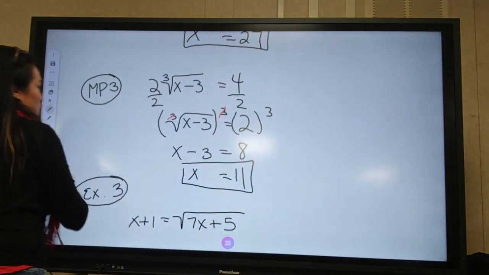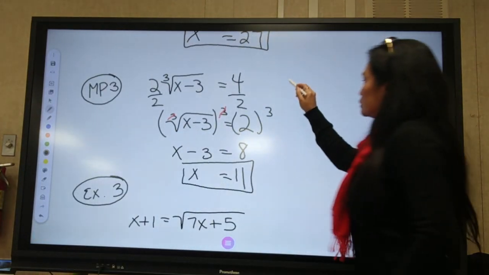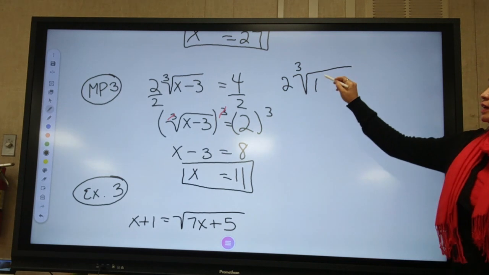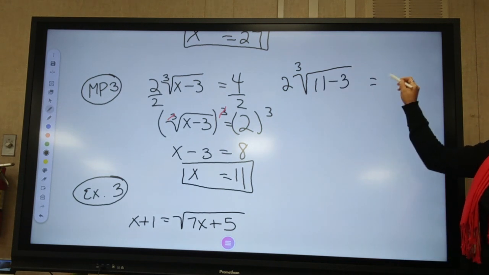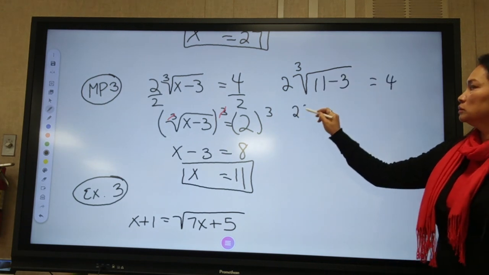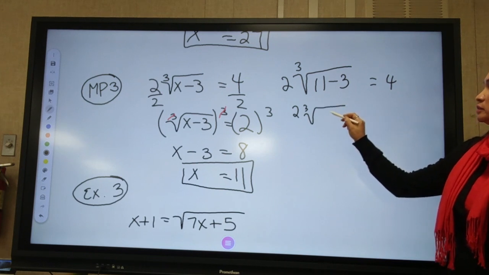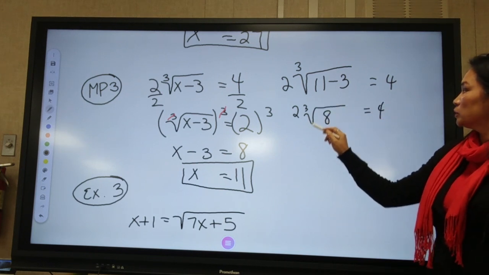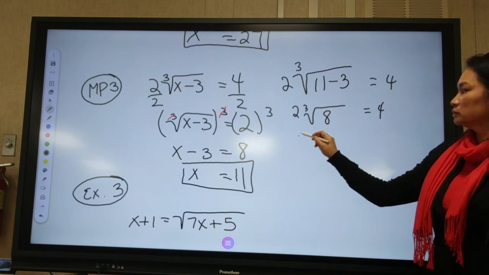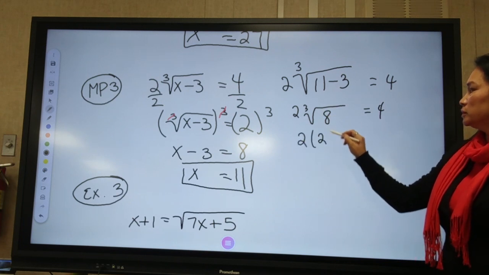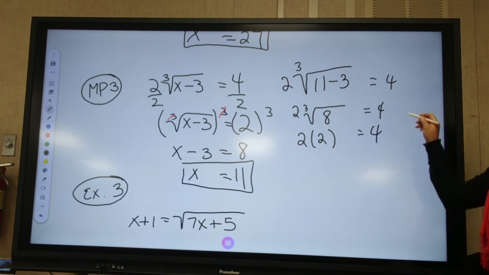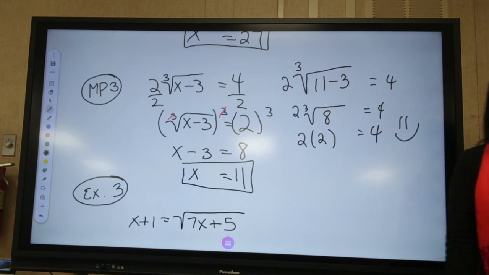Okay, so let's check our work here. 2 cube root of 11 minus 3 equals 4. 2 times the cube root of 8 equals 4. What's the cube root of 8? 2. So 2 times 2 equals 4. Does it work? Yep. It works.